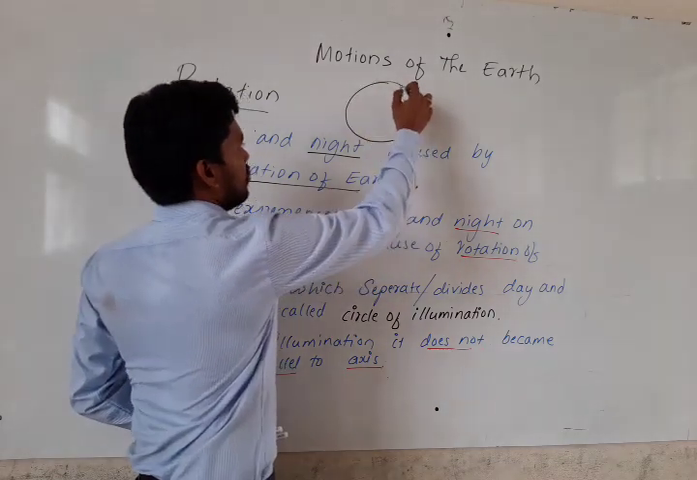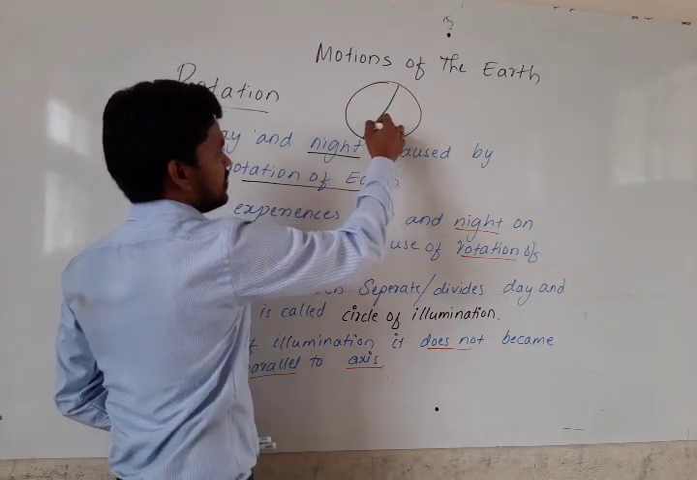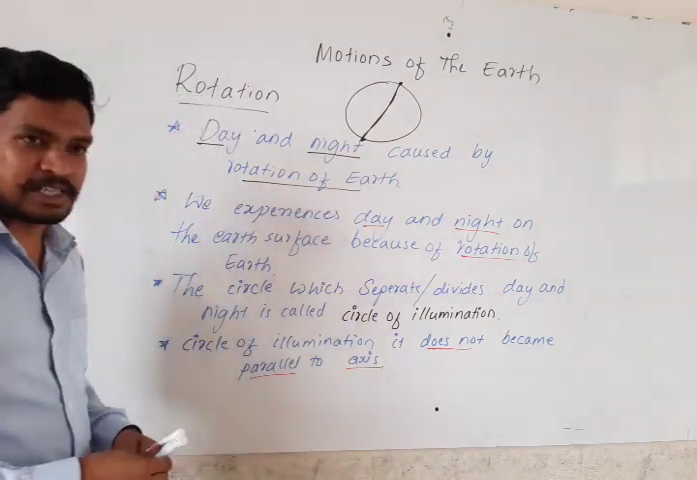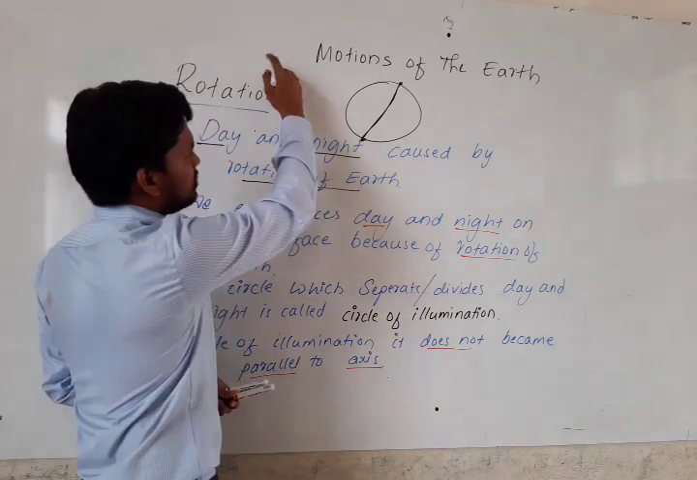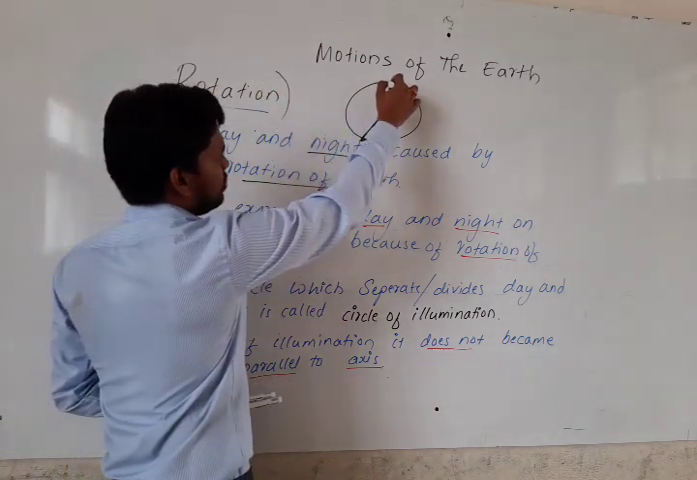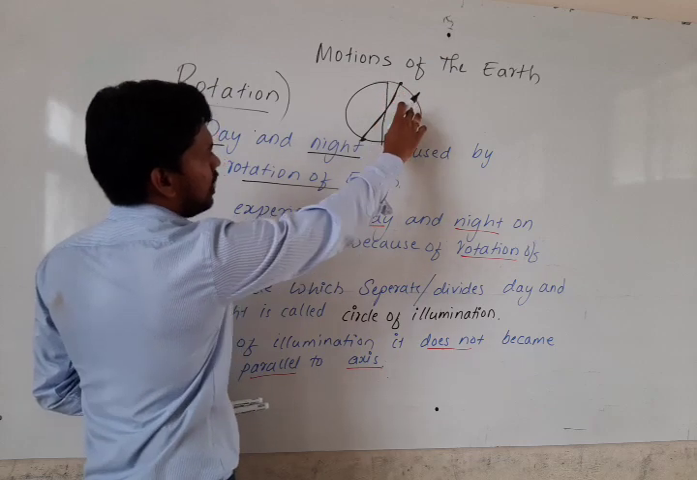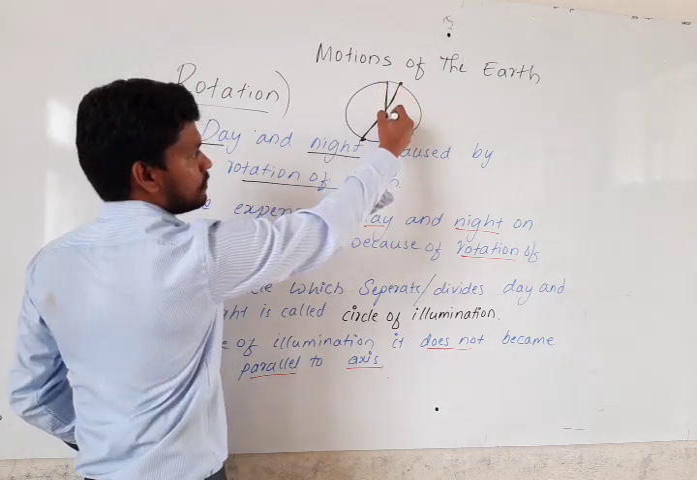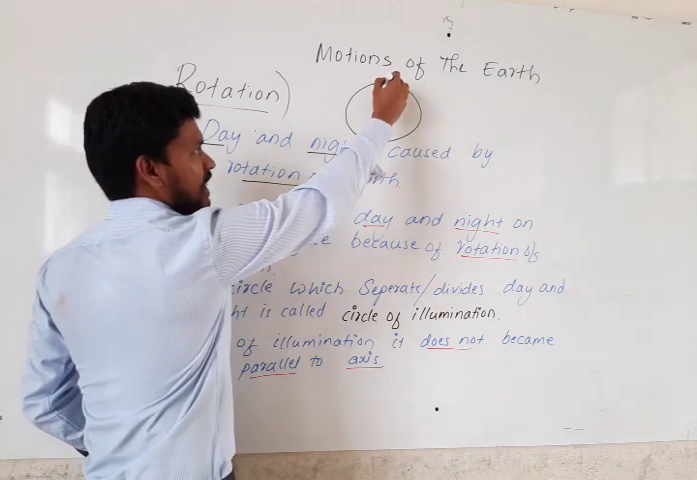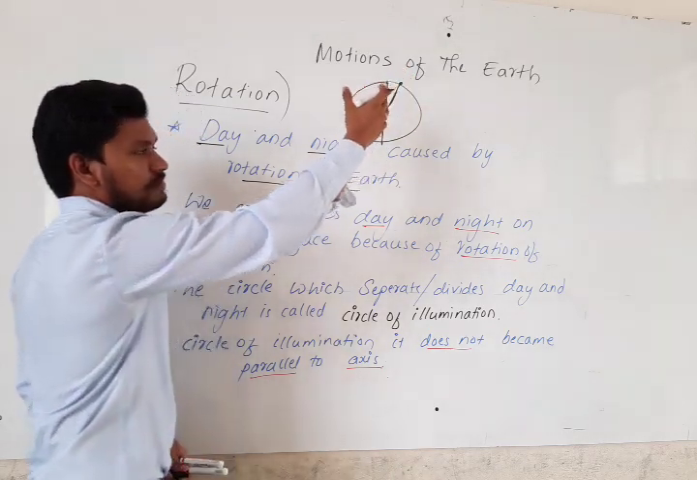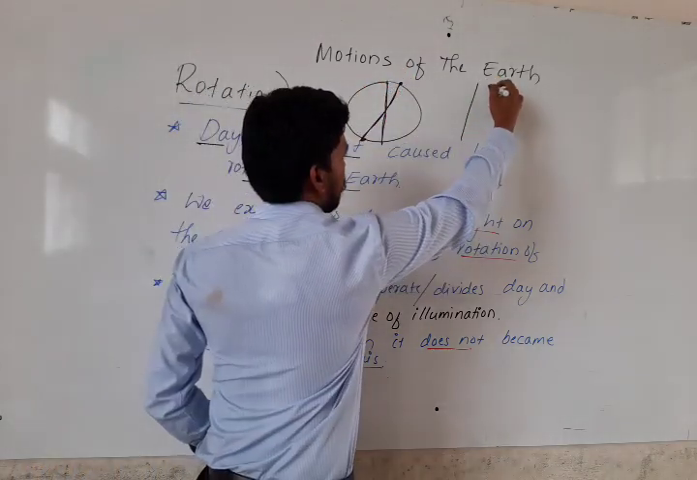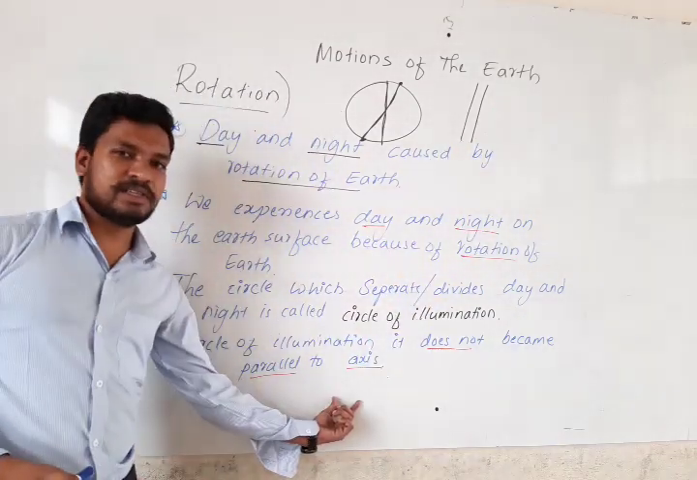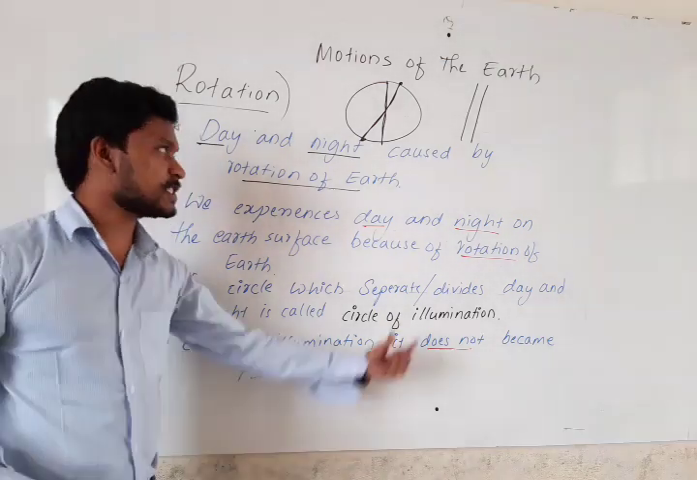So here is the Earth. Our axis is like this, which means it's tilted, with the North Pole here and the South Pole here. Here we have the sun. When the sunlight falls, one hemisphere experiences day and the other hemisphere experiences night. This is called the circle of illumination. This circle and the axis line do not become parallel. This sentence explains this.